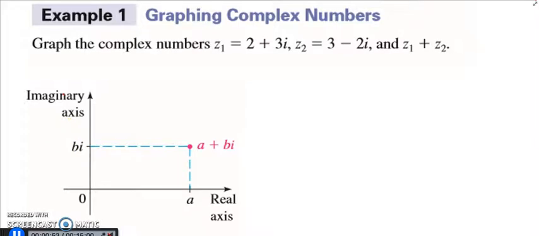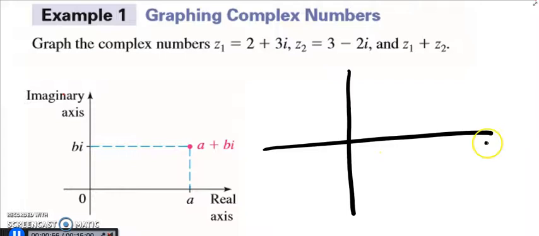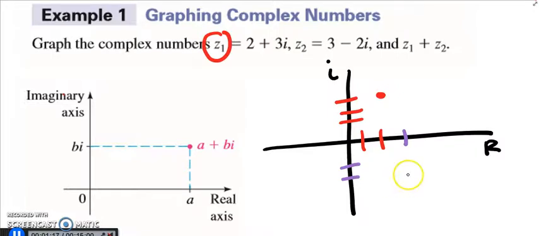And so if I were to graph, let's make a complex axis here. So here's our real and here's our imaginary. And if I wanted to graph z1, so 2 plus 3i, I would go over 2. That's my A, my real. And there is 3i. And that's where z1 would plot. If I wanted to plot z2, I would go 3 and a negative 2i. And that would be z2.